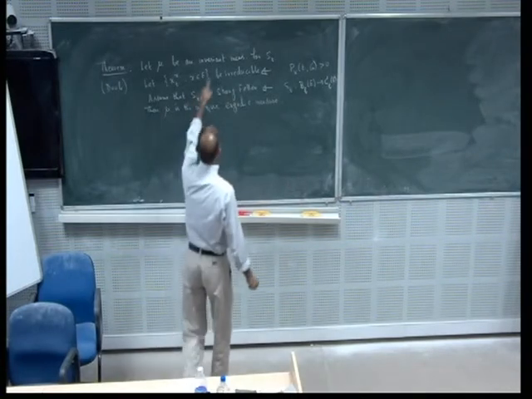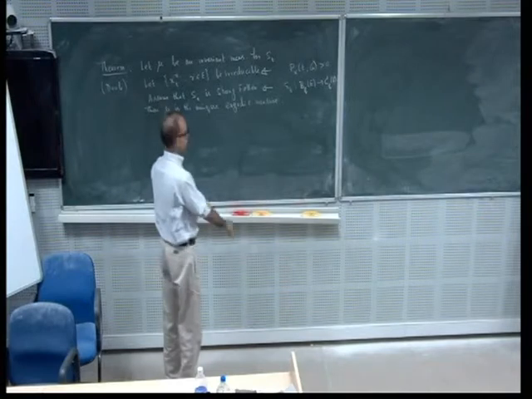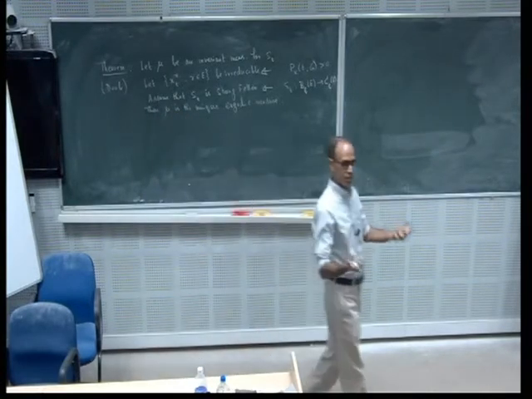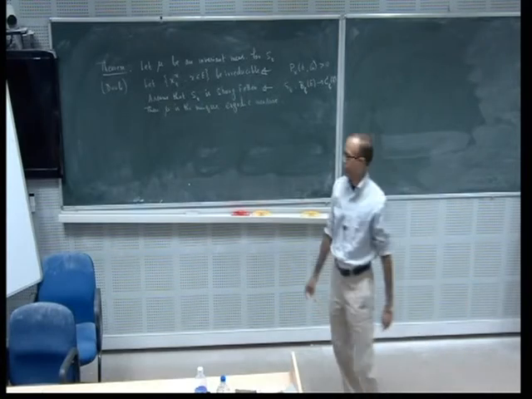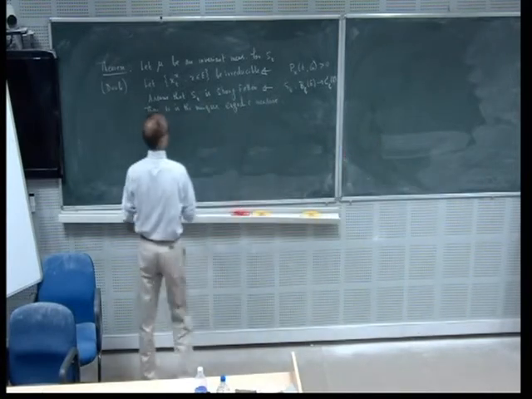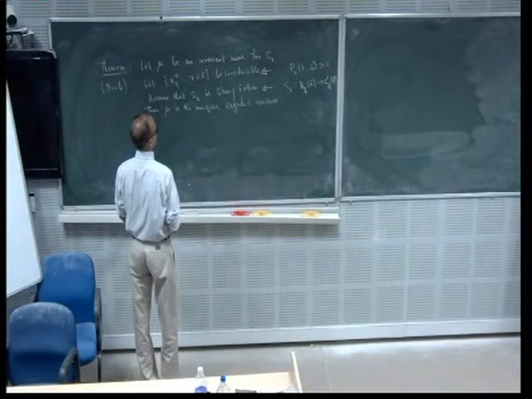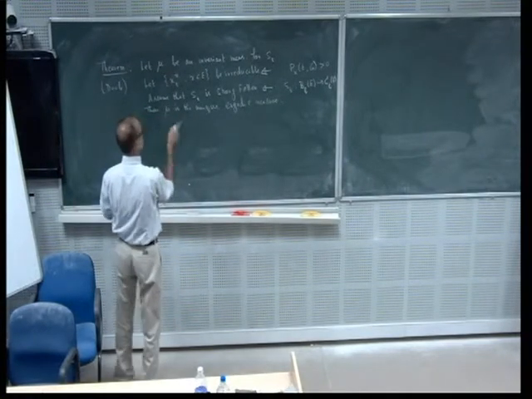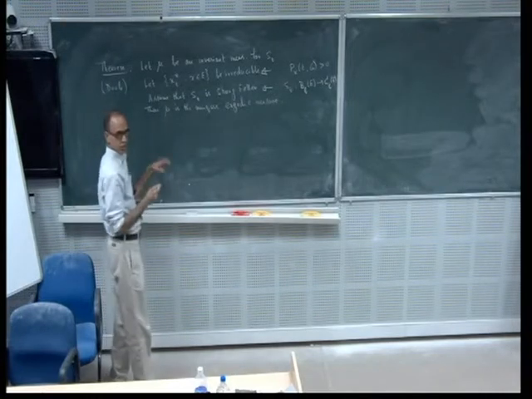Okay, what is an invariant measure? Invariant measure means the distribution remains the same. That's one way to say. Then mu is the unique ergodic measure.